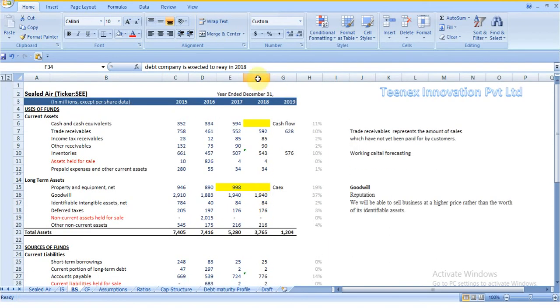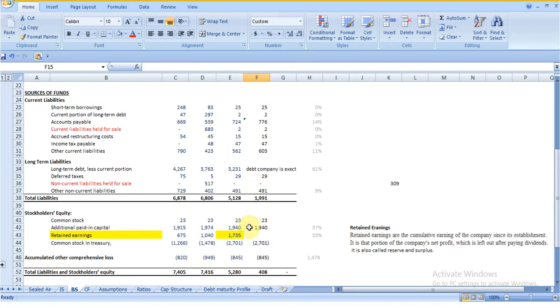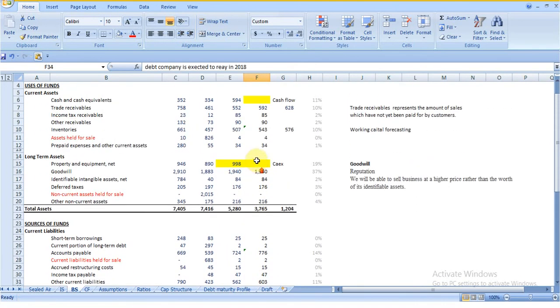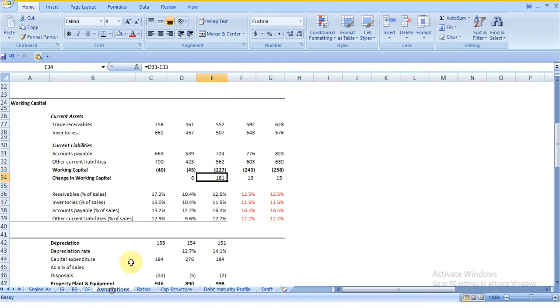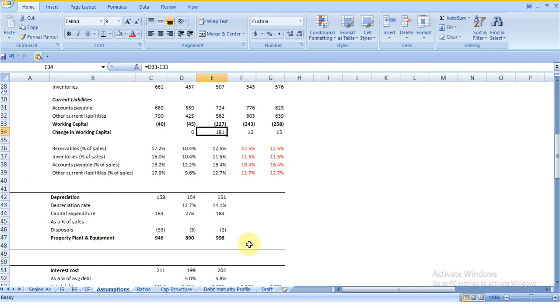So broadly, in the balance sheet, there are three line items which we need to project. One is cash and cash equivalent. Second is property, plant and equipment. And third is the debt part. So I'll come to property, plant and equipment, and I'm going to check my capex requirement. Here, this is a depreciation and capex schedule which I have prepared.